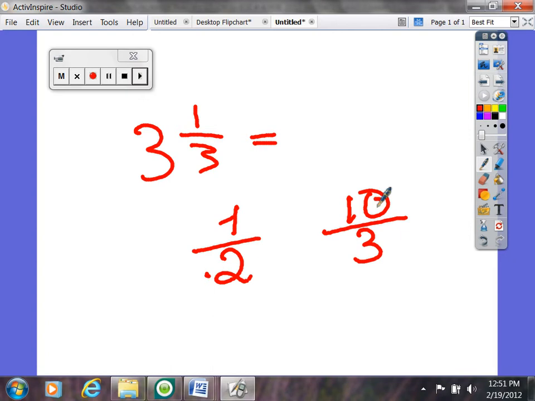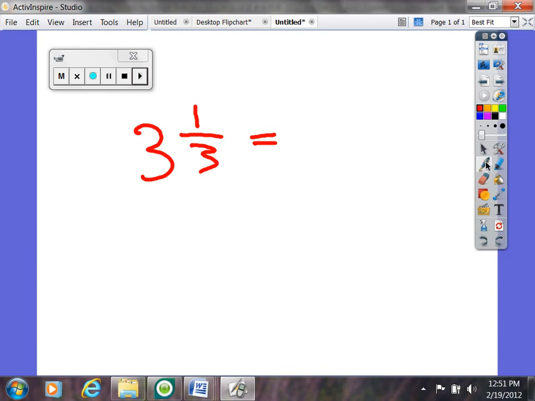Here I've got 10 over 3. Well, that means there's some whole numbers stuck into this one. So we're going to find out how to convert from one form to another, then back. And then I'll show you where it's used.